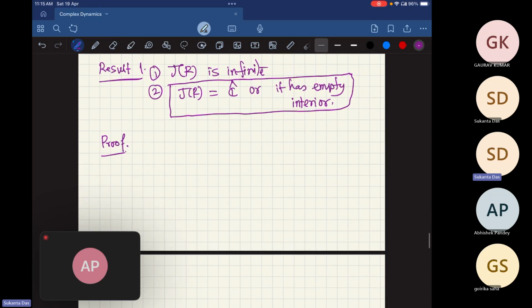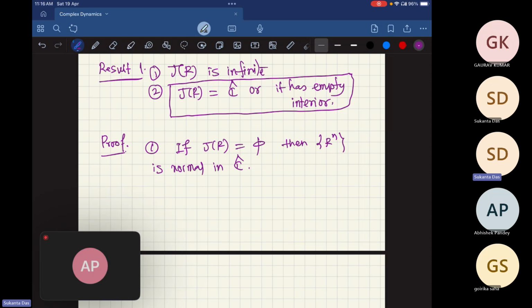For the first one, suppose you assume that the Julia set of R is the empty set. That means the Fatou set is exactly C hat. That means the sequence of functions is normal in C hat. Because if the Julia set is empty, the Fatou set is exactly C hat, so the sequence of functions forms a normal family in C hat.